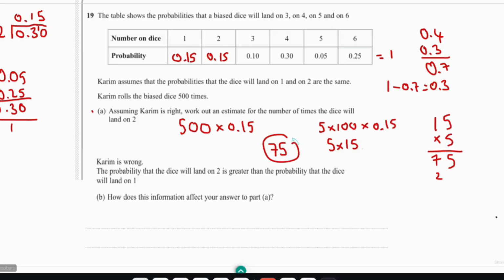Karen is wrong. The probability that the dice will land on 2 is greater than the probability that the dice will land on 1. So that's got to be higher. How does this information affect your answer to part B? Well, by multiplying this 500 by a higher probability, the answer would be greater.